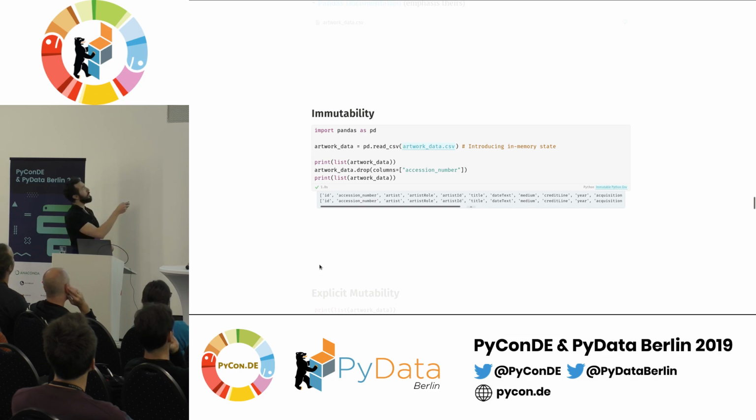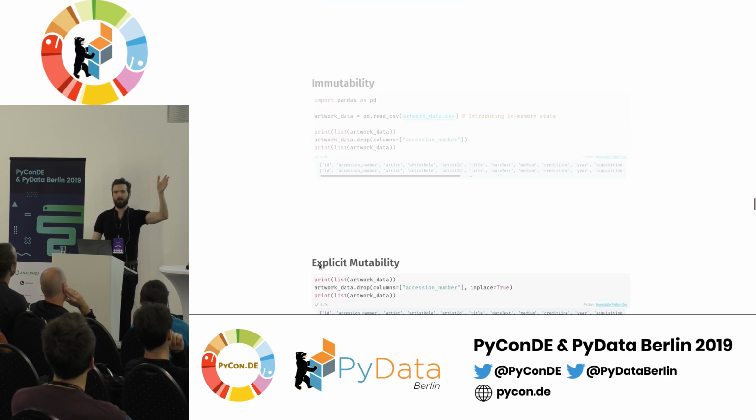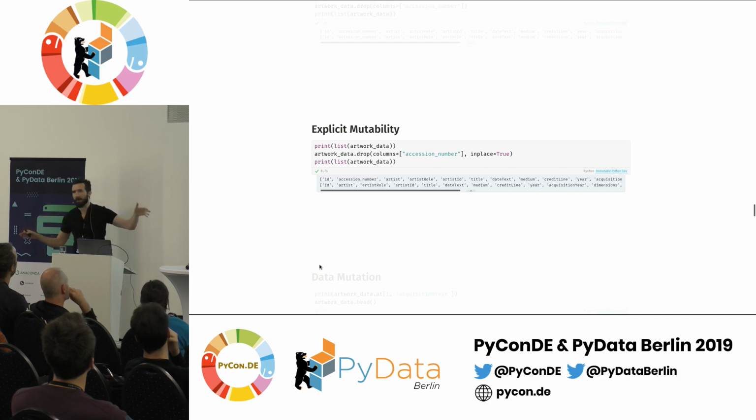Then what I'm going to do is take a look at the headers of this CSV. I'm going to drop a column named ascension number, and then I'm going to look at the headers again. And here we have ascension number, and here we have ascension number twice, because, of course, it's immutable. I dropped the column, but it didn't change the state of this global variable. That's what it means to be immutable.